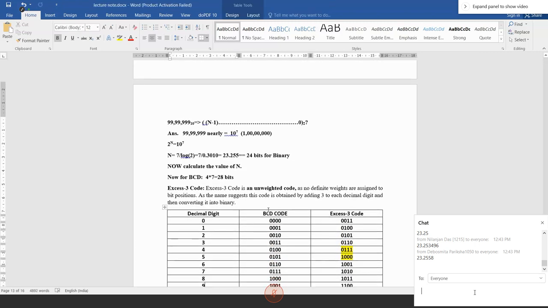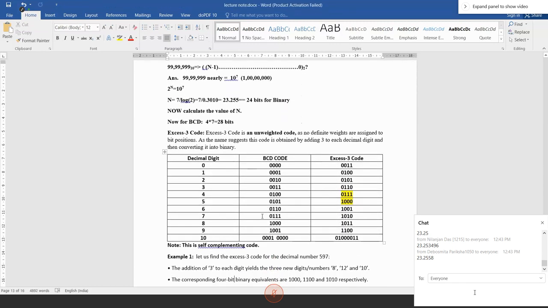So the XS3 code is not a weighted code, it is an unweighted code, but it is a self-complementing code. For any given number like 0 to 9, I have shown for 10. Suppose the number is 10. You need to represent it in BCD code. So this is the BCD representation, and now 1 plus 3 is 4, 0 plus 3 is 3. So 4 3, now make it compact. So 4 3 is the representation for 10.